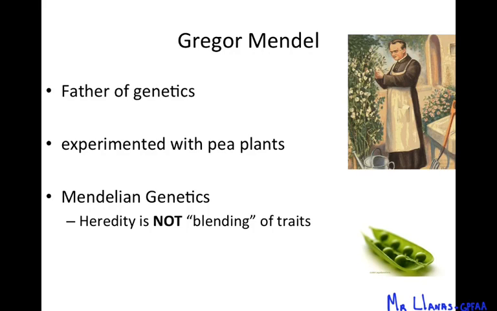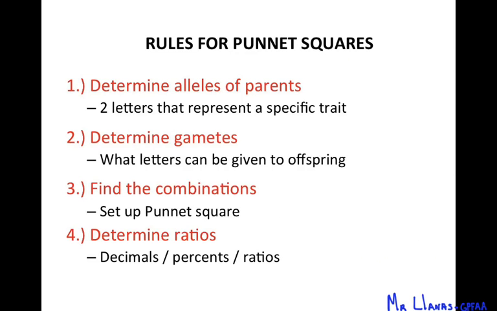Okay. Now to solve our Punnett squares, we're going to follow 4 steps or 4 rules. The first one is to determine the alleles of the parents. That's to determine what letters are going to be used to represent the parents. The second step is to determine the gametes. What letters can that parent give off to his offspring? These steps are really easy in monohybrids. Step number 2 is the one that gives some students some challenge when they're doing hybrid crosses. Okay, so we'll go through all of them.